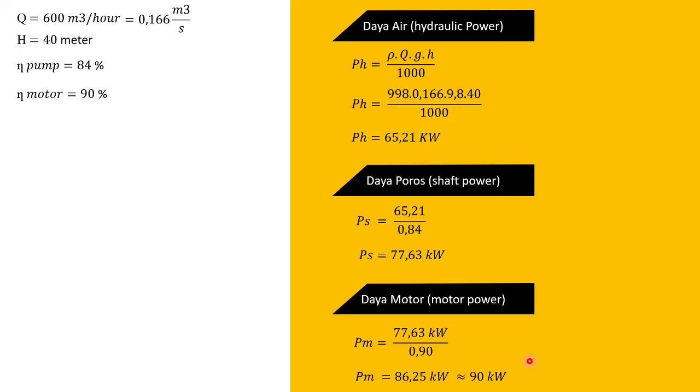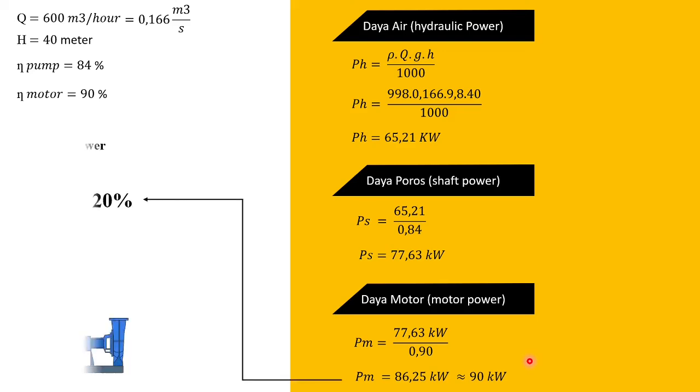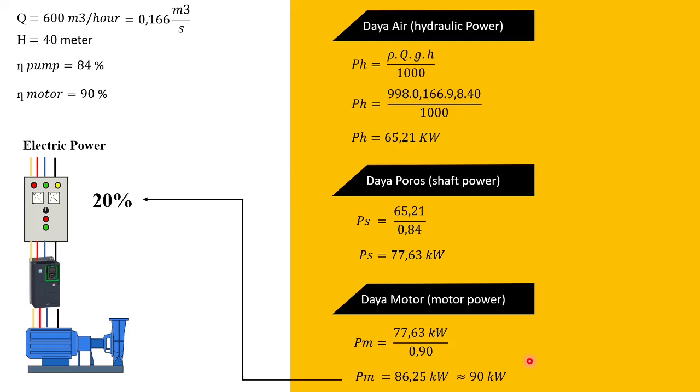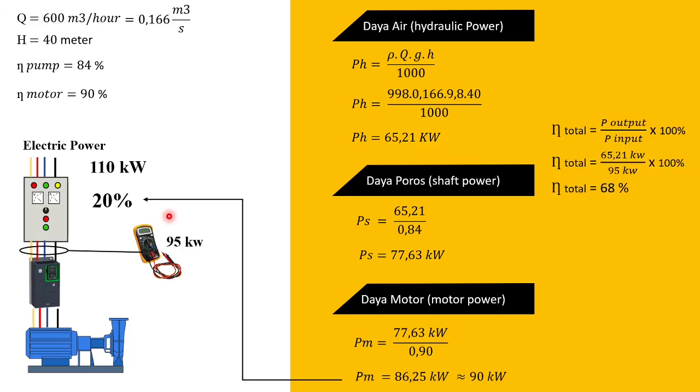If we are already at this step, now how much electricity should we provide? In the Indonesian electricity standard, the power must be 20% higher than the electric motor power. So the electricity that should be provided in this case is 110 kilowatt. And the pump total efficiency can be calculated by power output divided by power input times 100%.